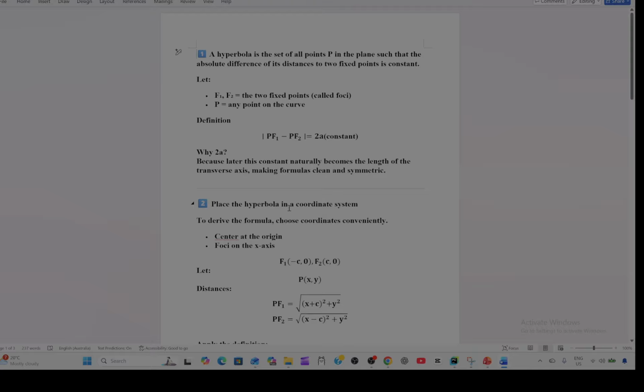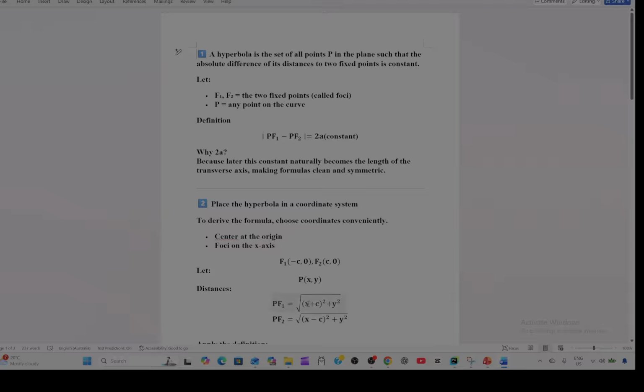So we place the hyperbola in a coordinate system to arrive at the formula conveniently. We set the origin at 0, 0, right? The foci are on the x-axis: F1 is (minus c, 0) and F2 is (c, 0). Those are the two points. Then we let point P(x, y) be on the hyperbola. So PF1 is the distance. Remember the formula for working out the distance between two points. This is the formula we're using.